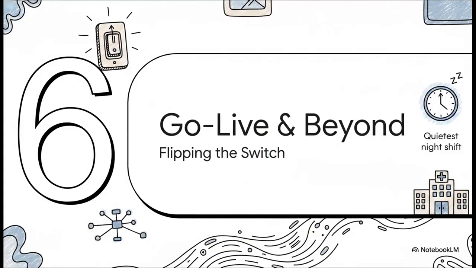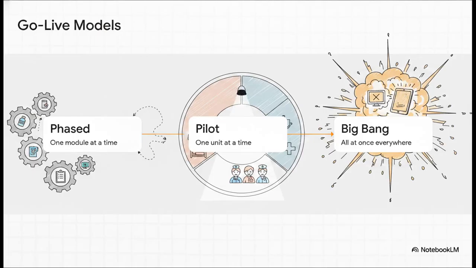And finally, Section 6, Go Live and Beyond. This is it, the ultimate high-stakes phase where the switch is officially flipped, an event that's usually scheduled during the absolute quietest night shift possible just to minimize disruption. So, the crucial point is how exactly leadership chooses to flip that switch. You've basically got 3 go-live models.